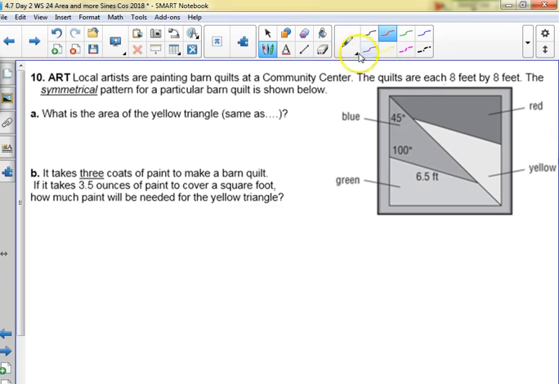I'm going to go kind of quickly here. It says this is yellow and we're to find the area of that, but we know nothing about that. What we do know is that it's symmetrical. So the other piece that's the same size and shape as this is the blue piece over here. So we know this is a 45-degree angle and this is a 100-degree angle. And it also says the quilts are 8 feet by 8 feet. So this is an 8 foot by 8 foot square.